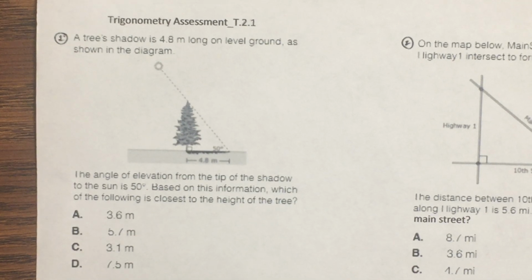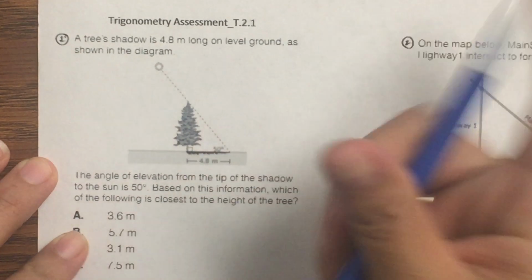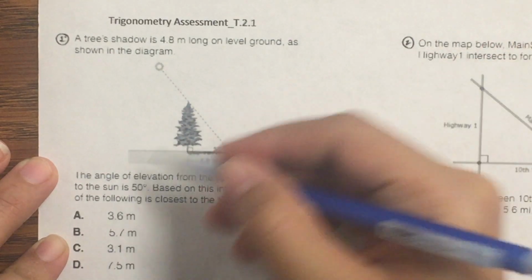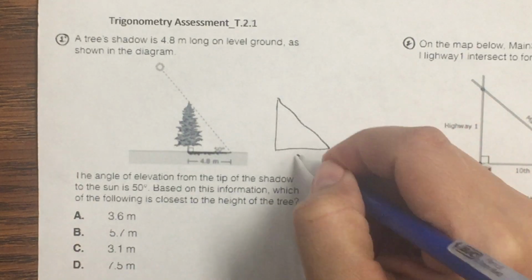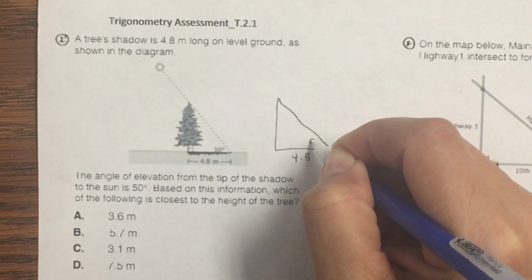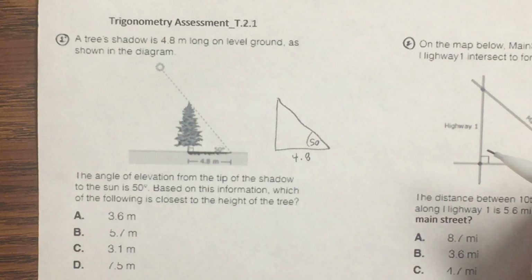All right, we're going to take a look at trigonometry assessment. First thing you always start by doing is drawing your triangle. So they've already drawn it for you. I'm just going to make one without all the bells and whistles and label it. So that's everything from the picture.